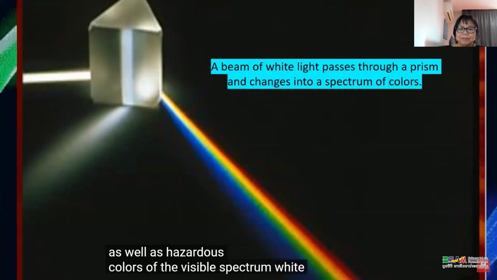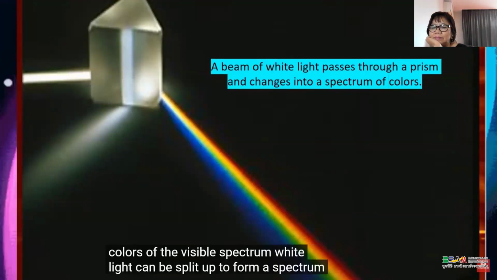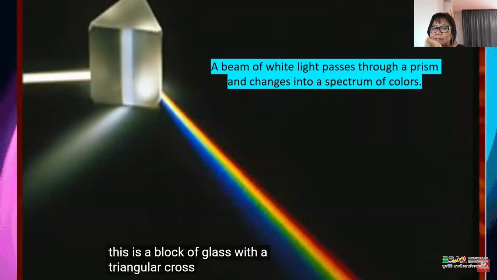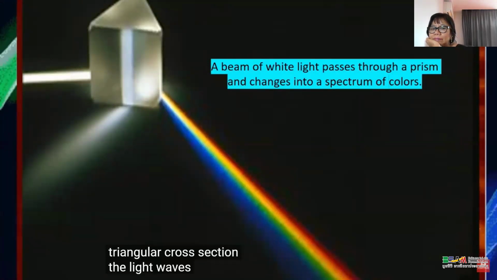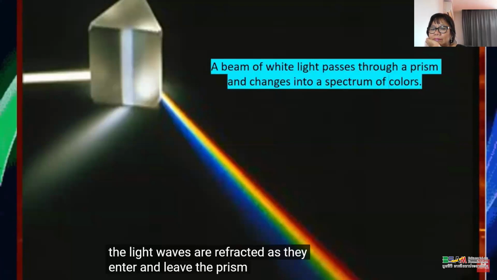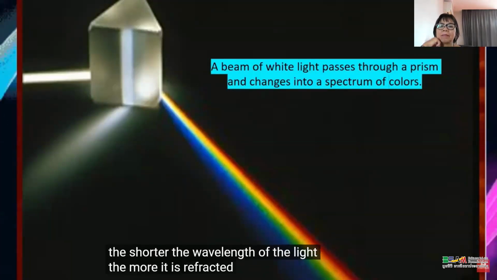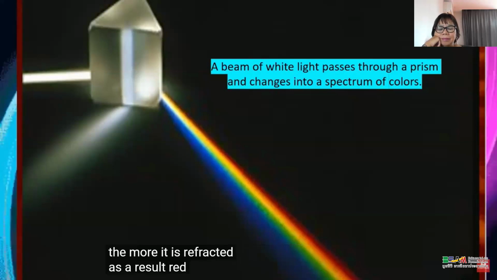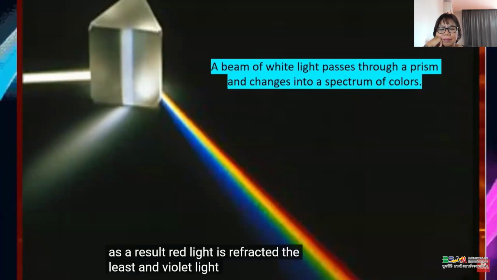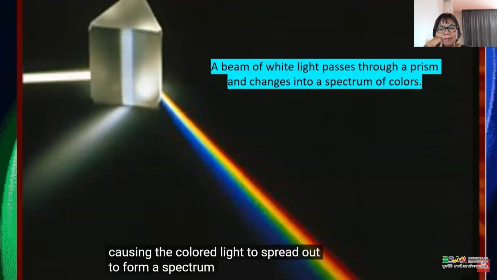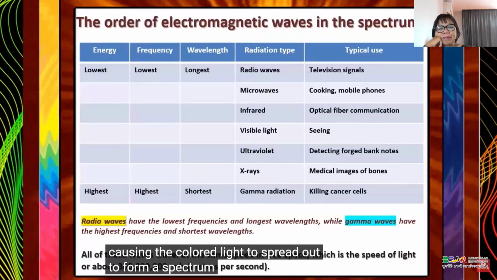Colors of the visible spectrum: white light can be split up to form a spectrum using a prism. This is a block of glass with a triangular cross-section. The light waves are refracted as they enter and leave the prism. The shorter the wavelength of the light, the more it is refracted. As a result, red light is refracted the least and violet light is refracted the most, causing the colored light to spread out to form a spectrum. This is called dispersion.